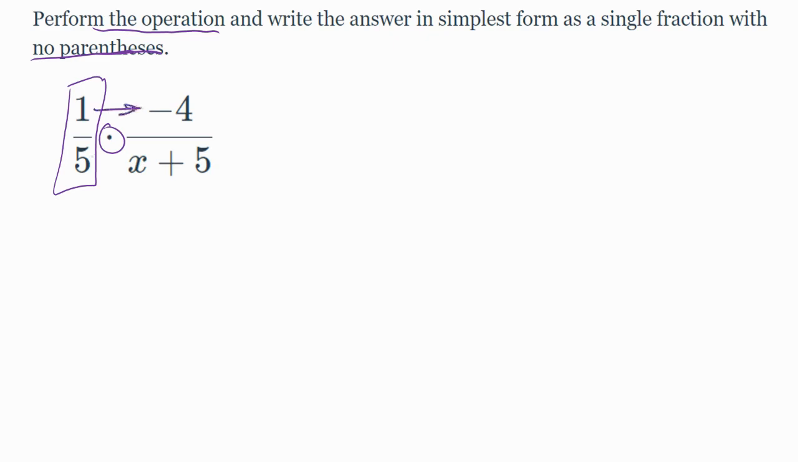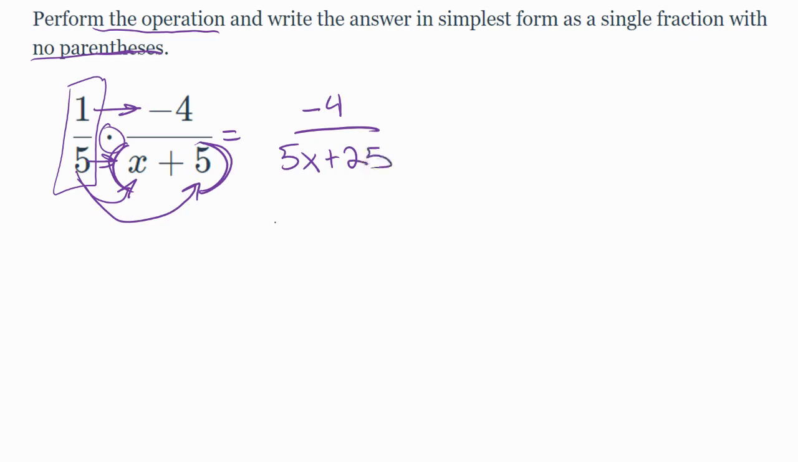So here we just get to multiply straight across. Nothing truly exciting here. On the top, you just get a -4. And then on the bottom, we do need to consider this x plus 5 as a binomial expression where I distribute the 5 that I'm multiplying in there. So that's going to be multiplication straight across. It's going to look like 5x plus 25. And this is what we're looking for to be in simplest form.